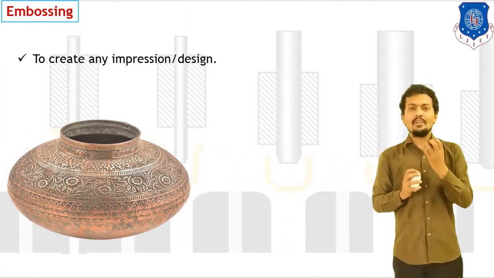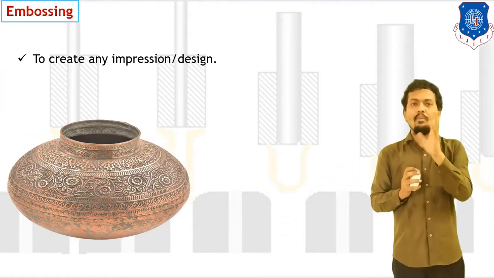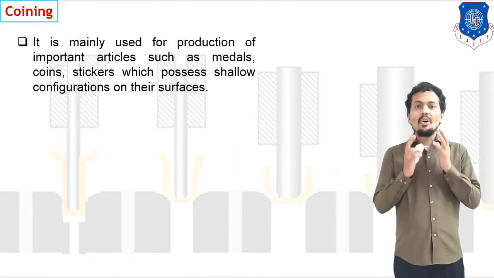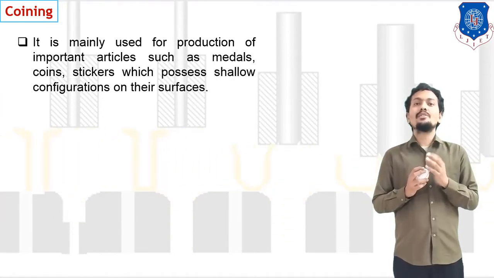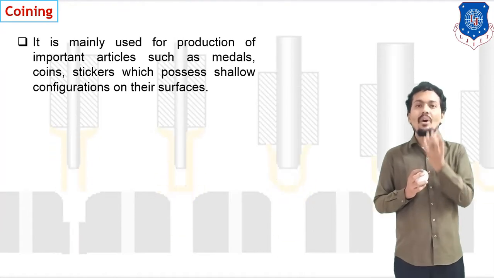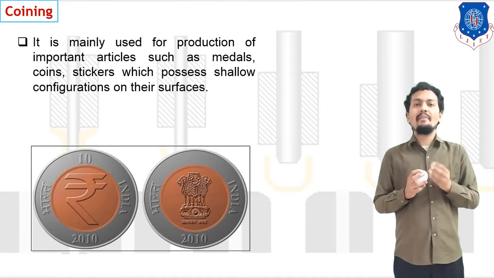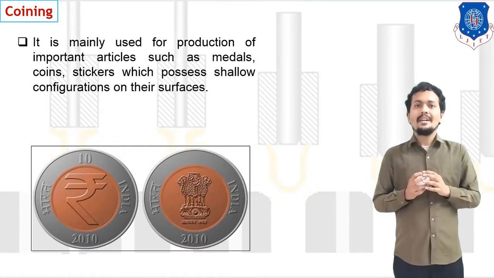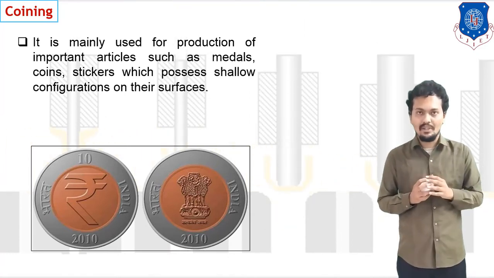Here I also mentioned one image of an embossed part which has embossed geometry on its periphery or on its surface, right? So the coining process is also similar to the embossing process. Here our purpose is to make an impression of different geometry, right? For example, our coin has a king and cross geometry on either side, right? So this type of impression can be done with the help of the coining operation, right?